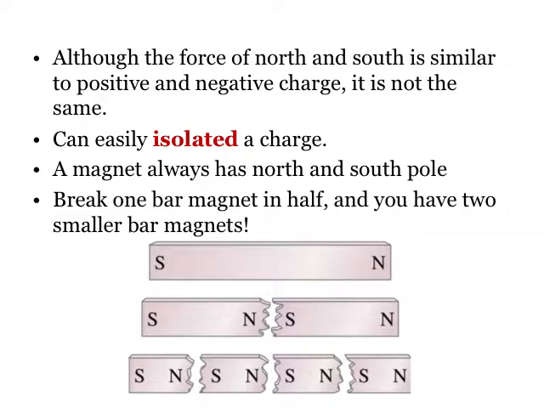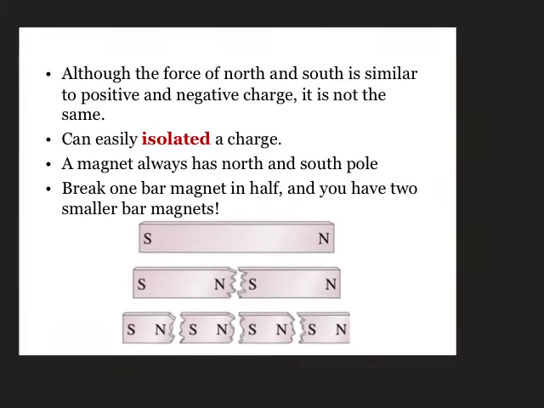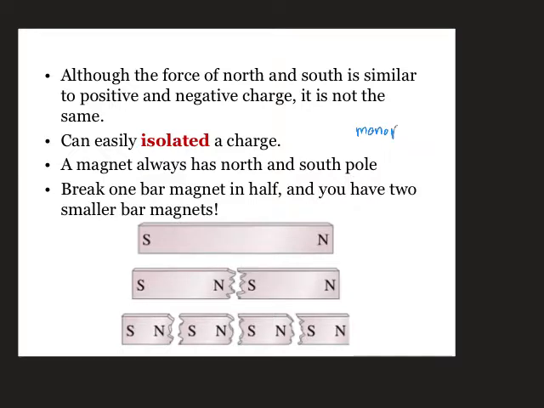The thing that you need to understand here is that it's not possible for you to find one magnet bar that we can call a monopole. Monopole means that you only have one bar with only south, or only one bar with north. It's impossible, because it always comes in a pair, north and south pole.